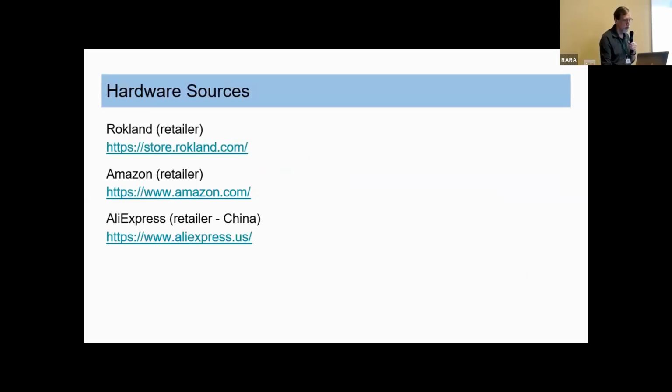Okay, so if anybody's interested, these are some places you can buy Meshtastic nodes. There's more, but these are just the three that I identified. Rockland is a retailer. I think they're down in Florida. They sell a lot of different brands, and that's where I bought most of my stuff. They're a little more expensive, but it's a real store, so you can ask, and they can probably give you some support.